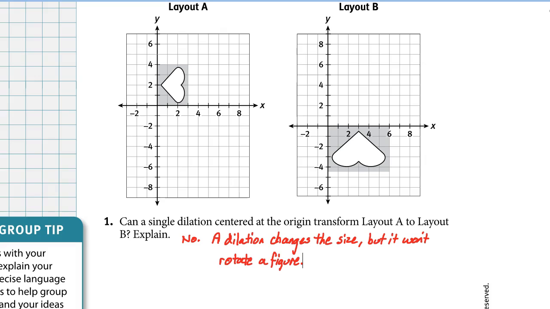Hopefully you answered no. The dilation is able to change the size and take layout A, increase its size to create a heart that's the same size as what's in layout B, but a dilation cannot cause the rotation that we see in layout B.